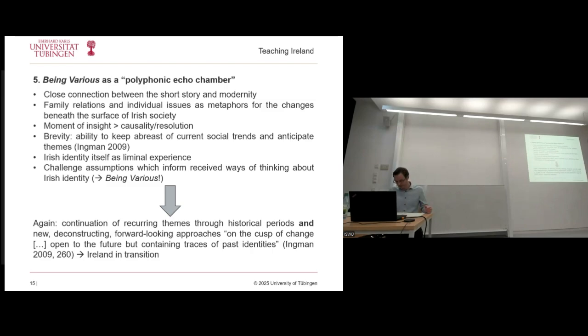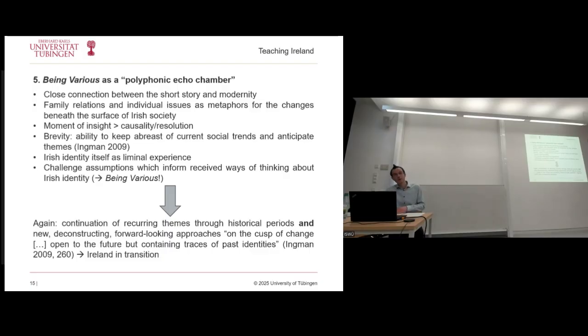They prioritize glimpses or insight over causality and closure. Again, we have this open ending in Alienation, as you may recall. Furthermore, it is precisely the short story's brevity that enables short story writers to quickly pick up on current social trends and developments. By foregrounding transition as Ireland's most pervasive meta-narrative, these stories also foreground Irish identity itself as a liminal experience, a not yet and a not anymore at the same time.